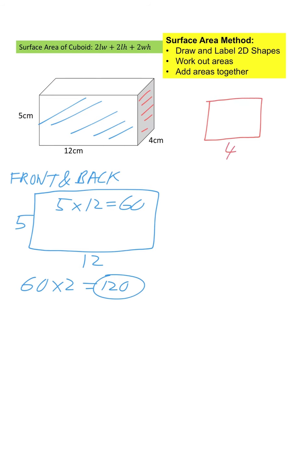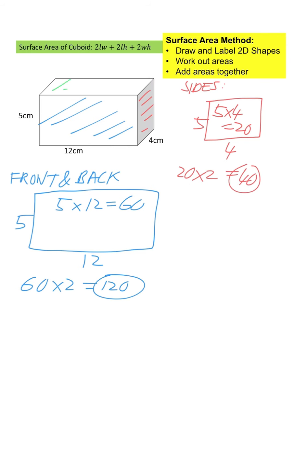Okay, next one now, let's do the sides. So that'll be 4 and 5. So 5 times 4 is 20. And then remember we need to times by 2 because there's a right side and a left side. So 20 by 2 is 40.